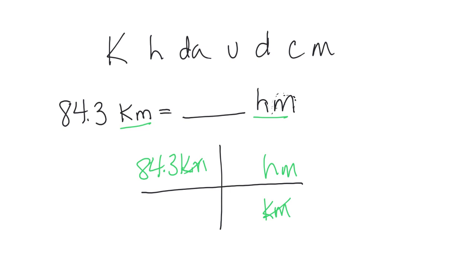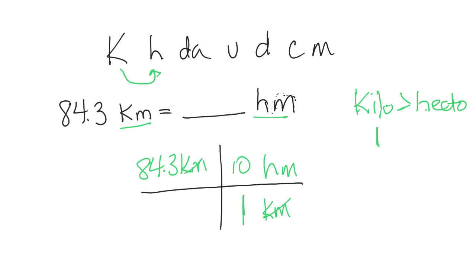So now we always start out with the large unit. Kilo is larger than hecto, so we're going to start with the kilo. We always put a one by the larger unit. Now, to go from kilo to hecto, we're going one space. So every space is 10. So 1 kilometer is 10 hectometers. If we move two spaces, it would be 100.